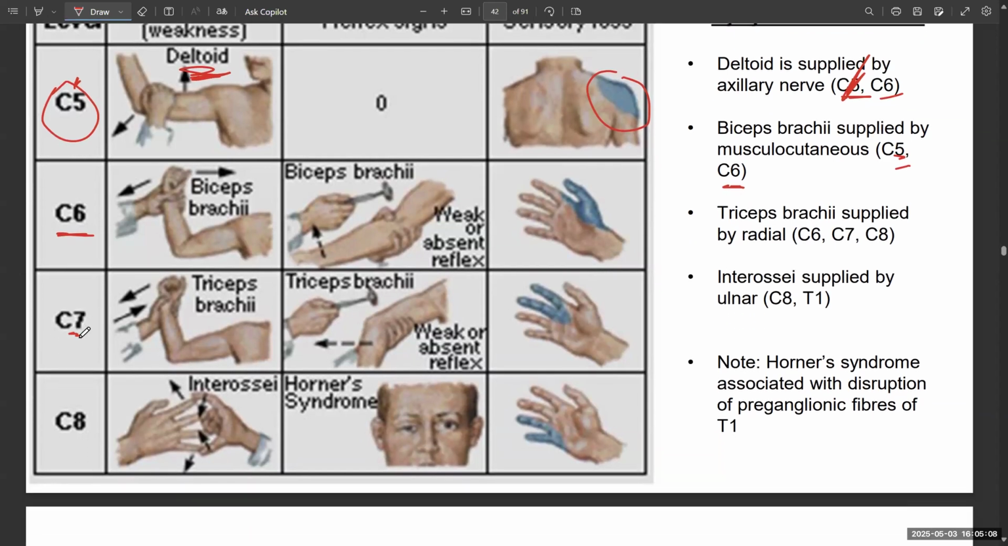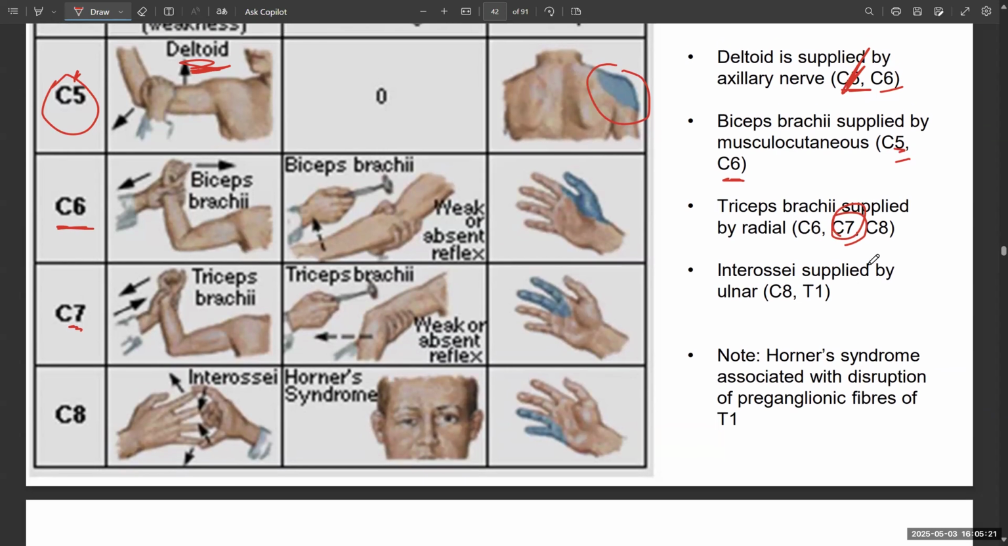For C7, we have triceps brachii. This is innervated by the radial nerve, if you recall, and that is C6, C7, C8. So if you have a lesion of C7, for example, you're going to have a weak or an absent reflex, because the heads of the triceps are supplied by C6, C7, and C8. Just know that each of the heads is supplied by each of these. So C6, C7, and C8 supply individual heads of the triceps.